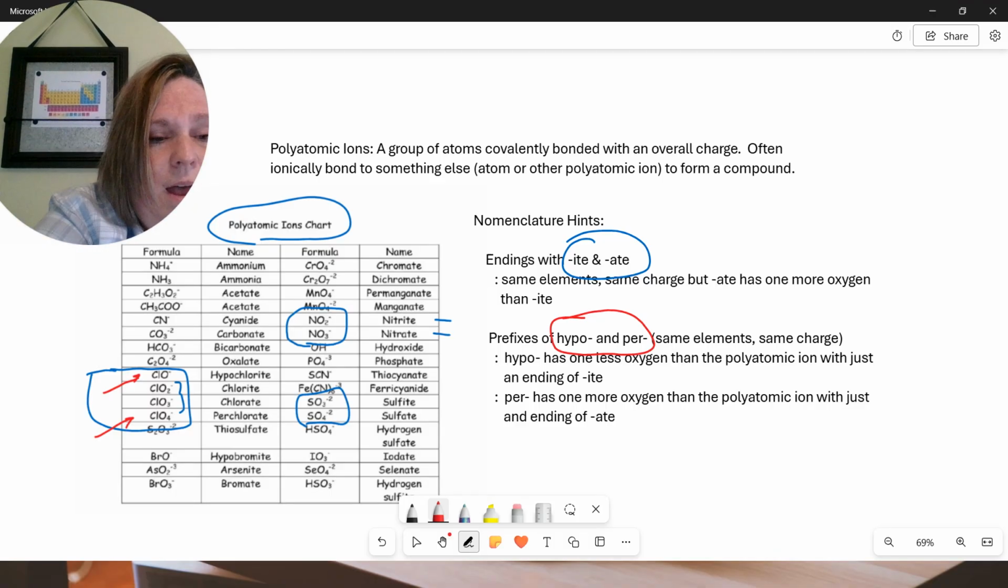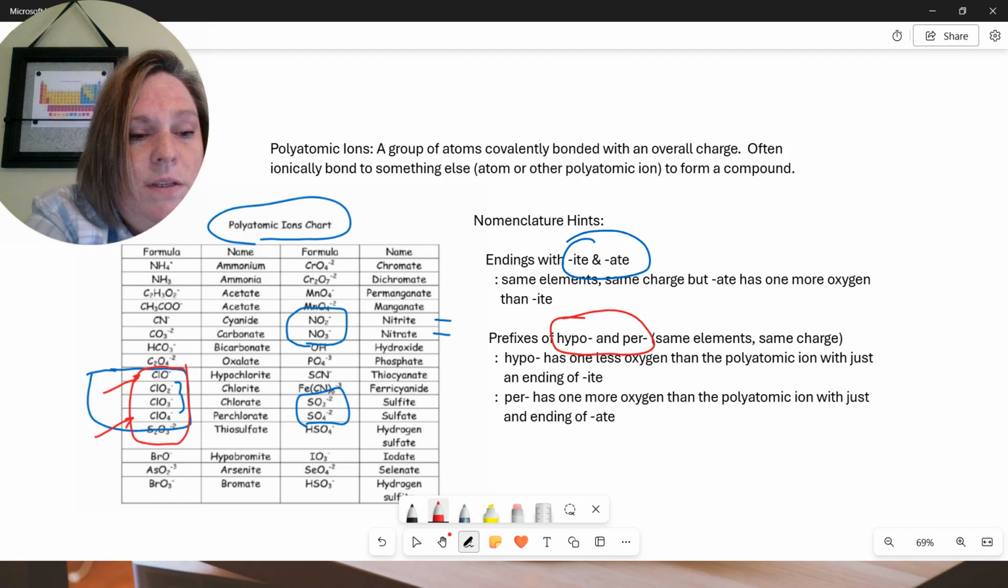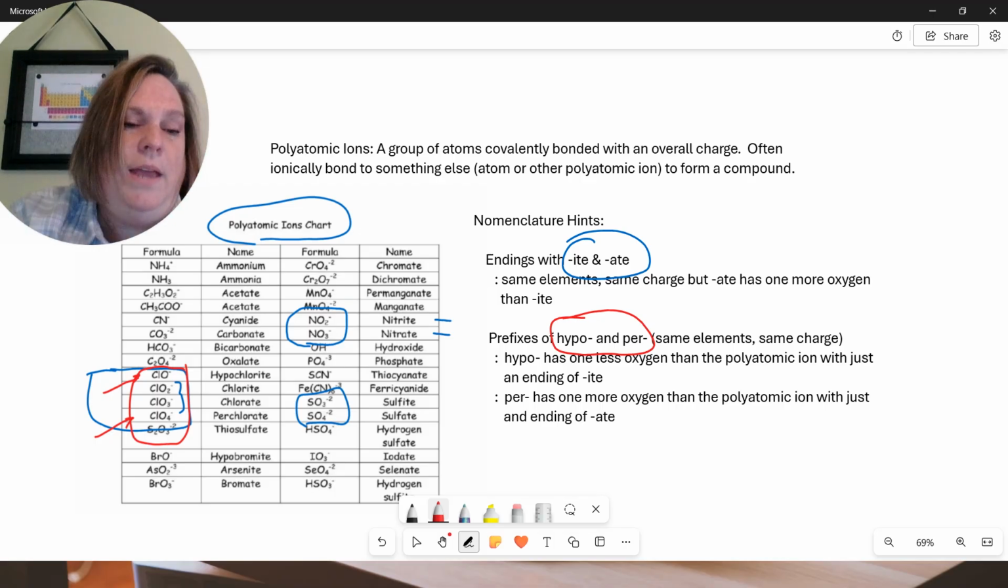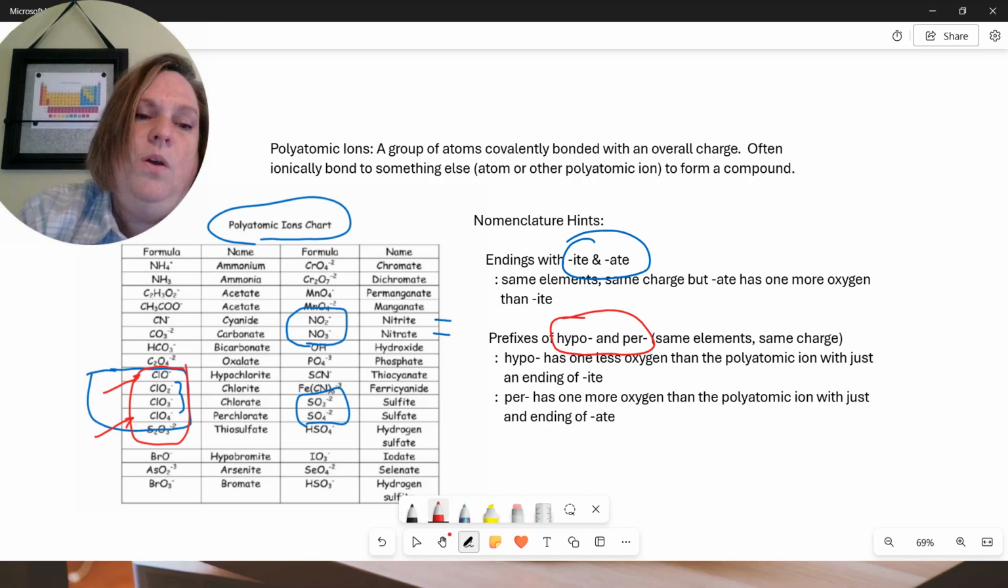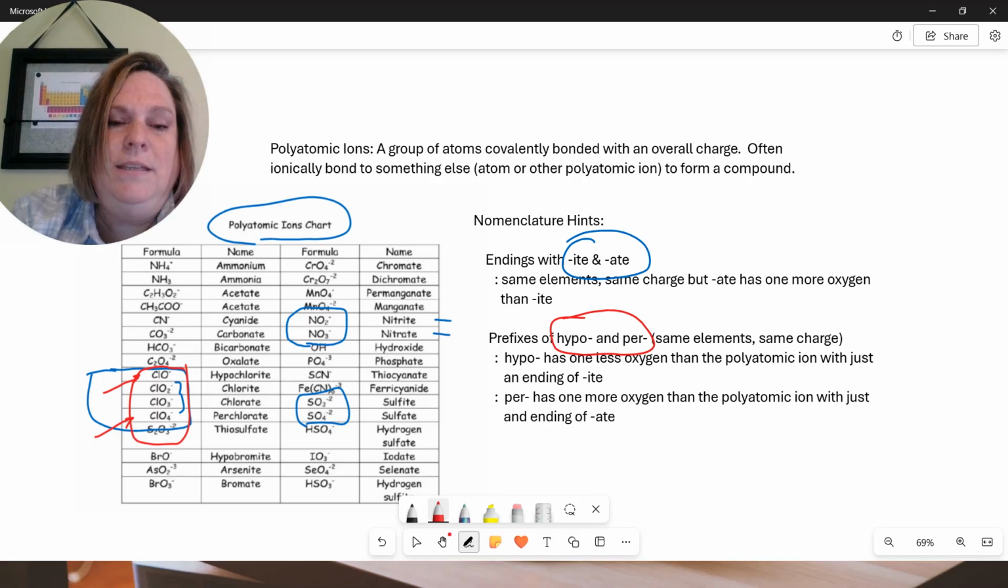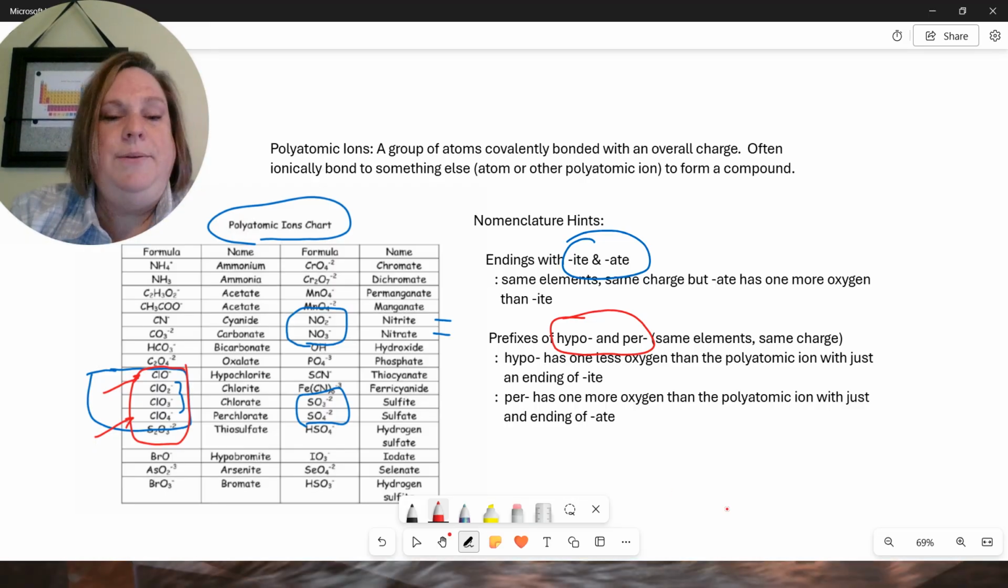So if we look at this example here, we have them going from 1 oxygen to 2 oxygens to 3 oxygens to 4 oxygens. Notice the whole set has 1 chlorine and an overall charge of -1. The only thing that differs is the number of oxygens. And so hypo is 1 less, per is 1 more, ite is 1 less than ate. And so that's some hints to help you with that.